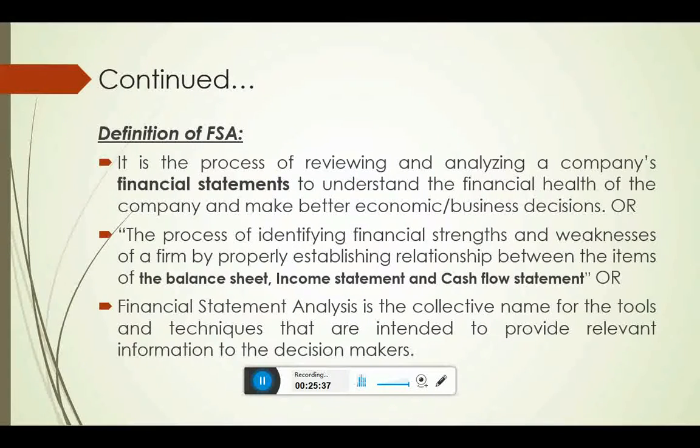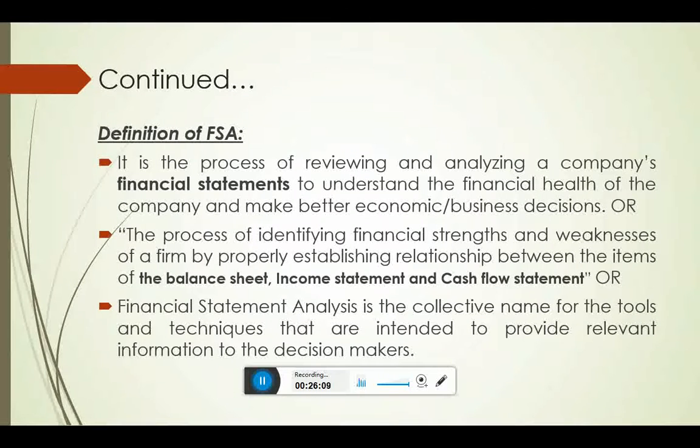Similarly, in the balance sheet, we have three main items: assets, liabilities, and equity or capital. So we can establish relationships between the various main items and sub items of this balance sheet, right? And the purpose is to find out the financial health, meaning weaknesses or strengths. Why do we want to find out? Because we want to make effective and efficient decisions.